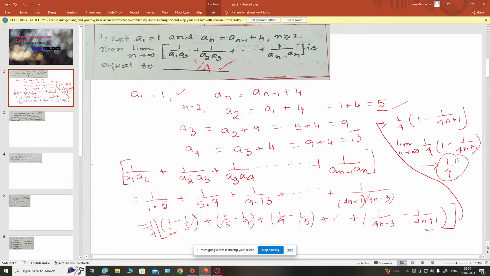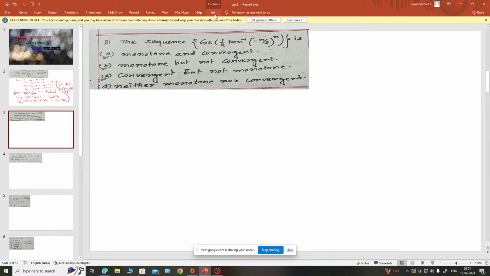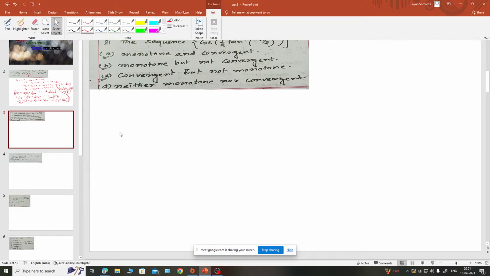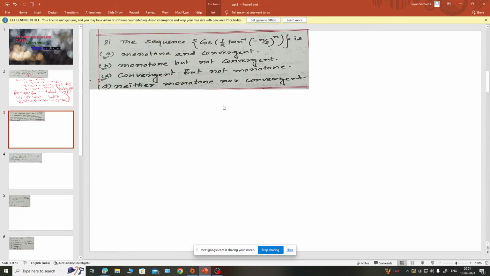So now go to the second question. The second question says that the sequence (cos of 1 by 2 tan inverse of minus n by 2) whole to the power n is: the first option, monotone and convergent; second option, monotone but not convergent; third option, convergent but not monotone; fourth option, neither monotone nor convergent.